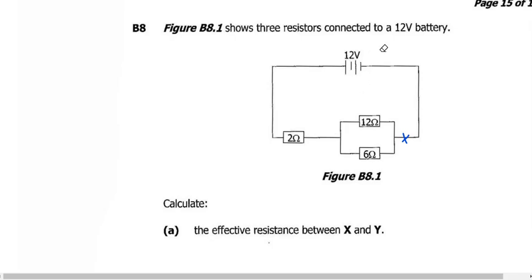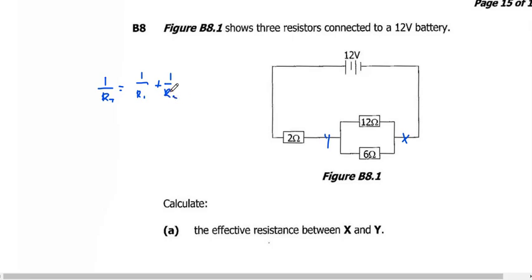So say that's X, and this is Y. You're asked to find the effective resistance between these two points. So how do you find the resistance being offered by two resistors in parallel? When you have two resistors in parallel, the effective resistance, say RT, is given by 1 over RT equals 1 over R1 plus 1 over R2.